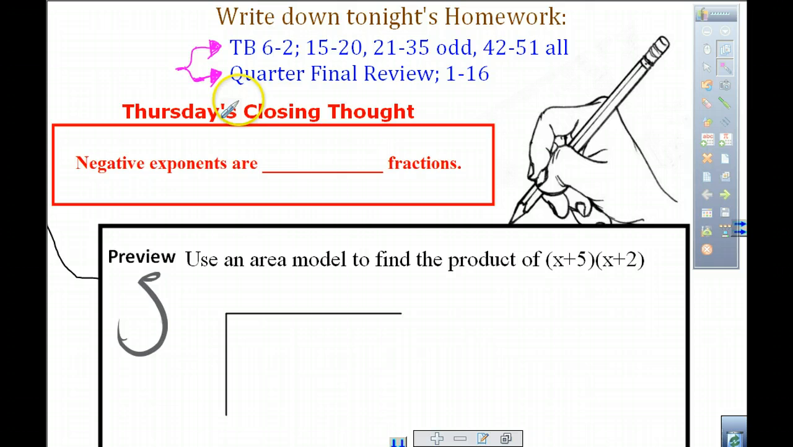All right. So I'll hand it out before we leave. It's also posted. So let's start here. Negative exponents are blank fractions. What's that? Positive. It can also be fractions and decimals.